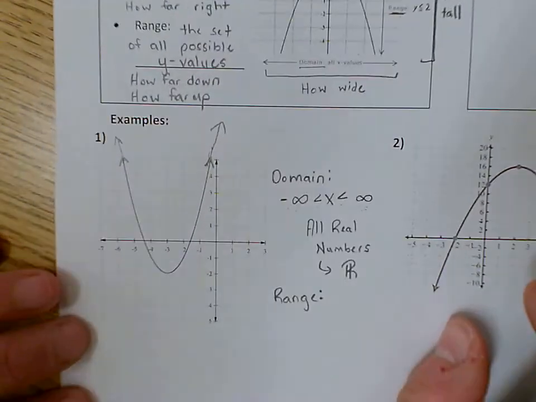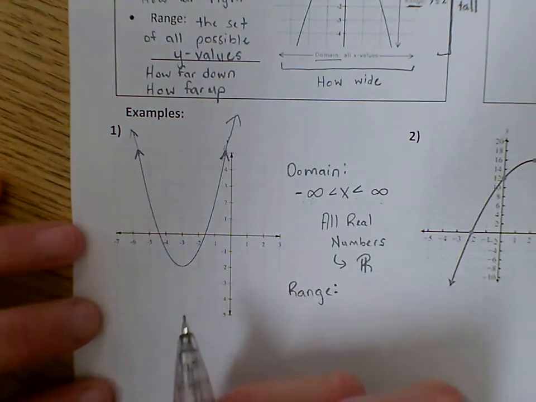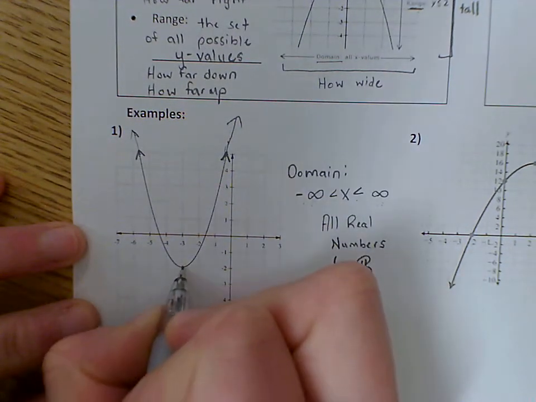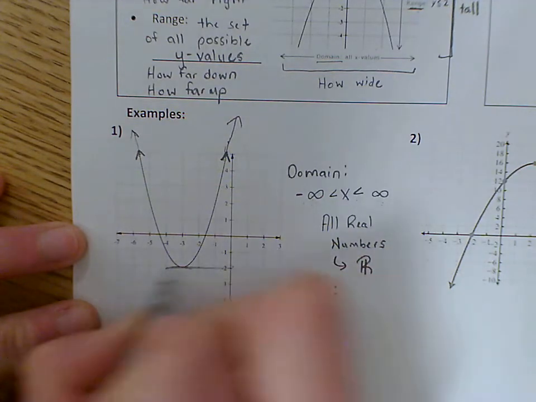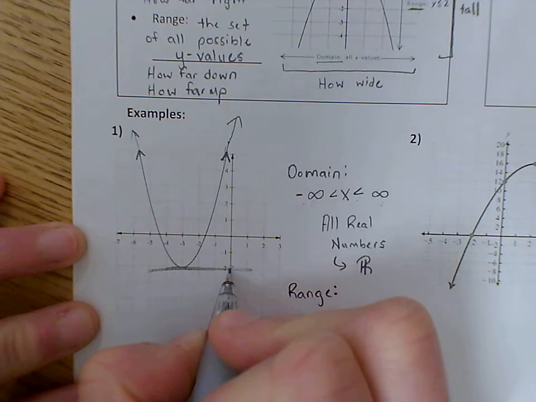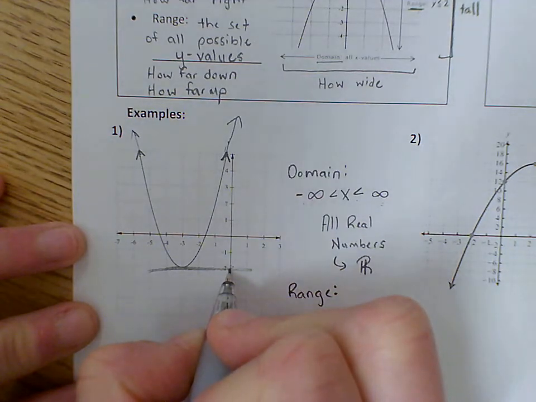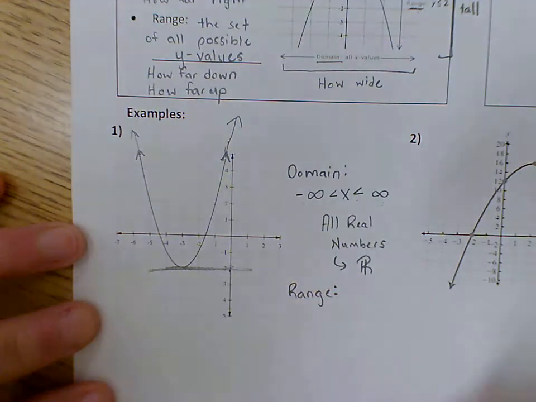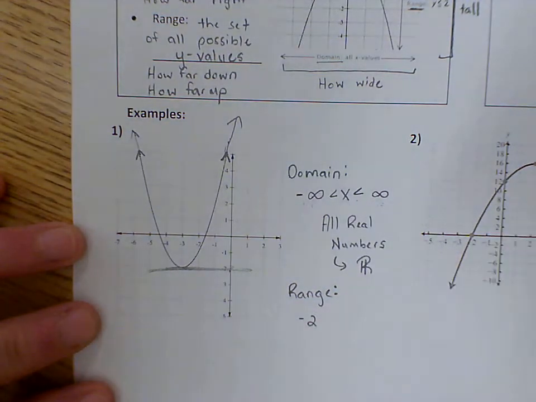Well, let's look at this graph. With this graph, if we look at how far down it goes, it doesn't pass this point right here. So that's how far down it goes. Look at that on the y-axis. It actually doesn't go past -2 on the y-axis. So that's how far down it goes.